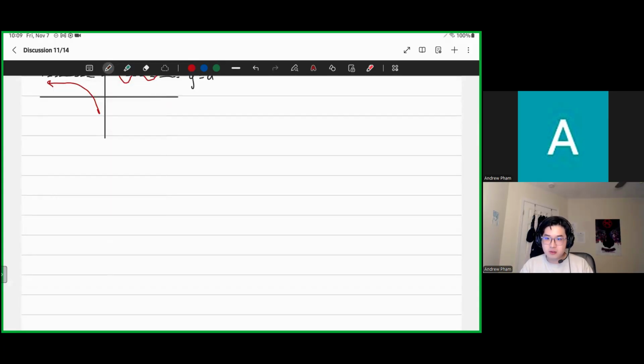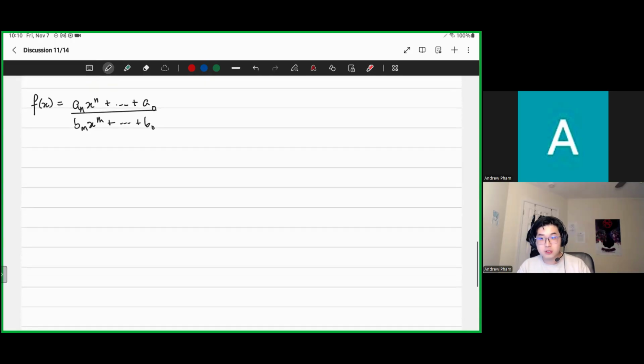And in terms of finding the HA, we need to define a little bit more, right? We said that f, rational f, is just a ratio of p and q, but let's be a little bit more specific and say that f is a ratio of an nth degree polynomial and an mth degree polynomial, so b_m x^m plus through b_0, okay? And so we consider the three cases. So case one, if n is larger than m, as in the degree of the top is larger than the degree of the bottom, the top degree dominates and there will be no HA.